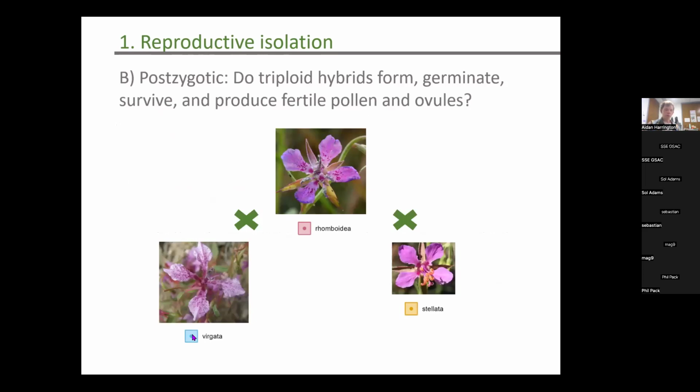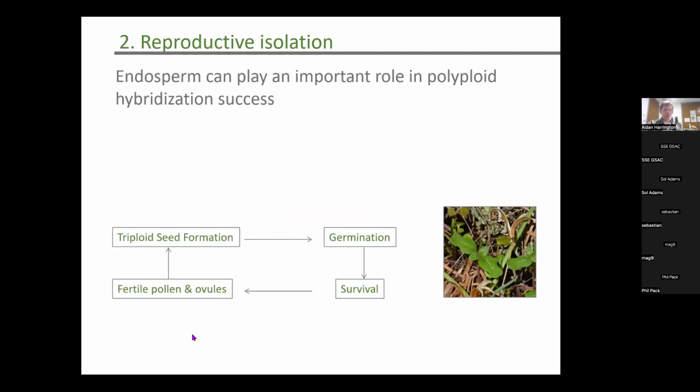Okay, so moving on to the post-zygotic component. Do triploid hybrids form, germinate, survive, and produce fertile pollen and ovules? So if we're looking at this, one important note is that endosperm can play an important role in polyploid hybridization success. And this is really reflected in its impact on the formation of seeds and whether or not they can germinate.